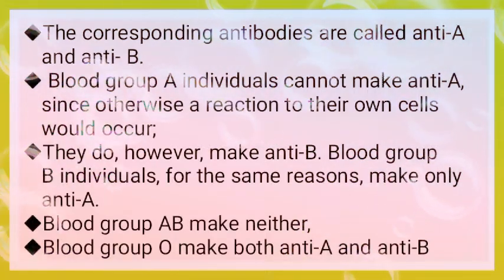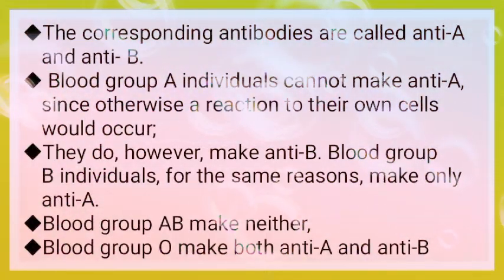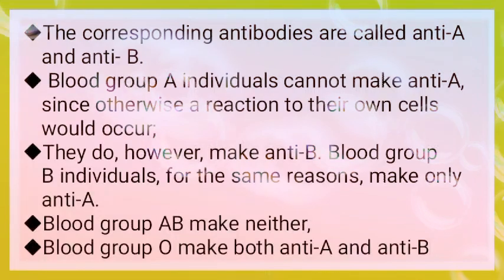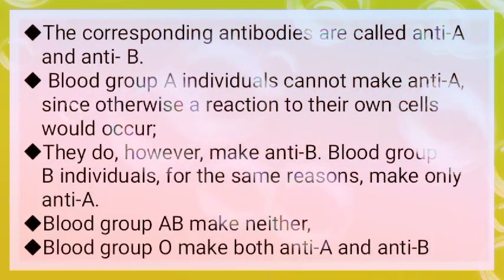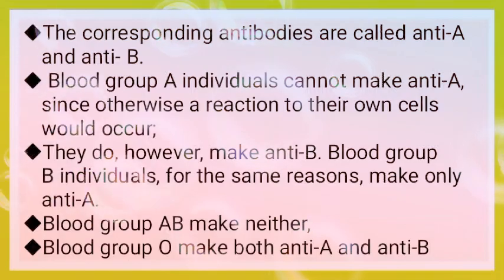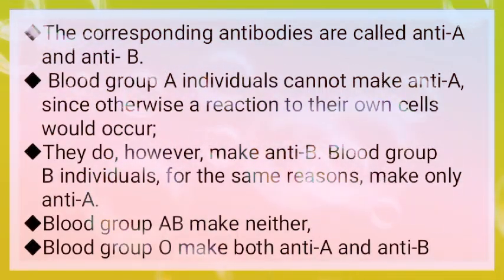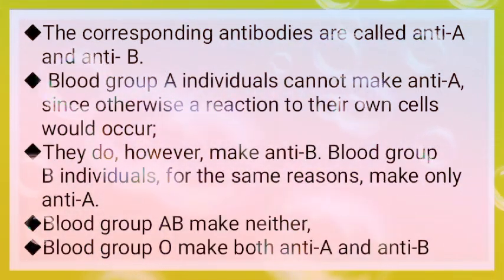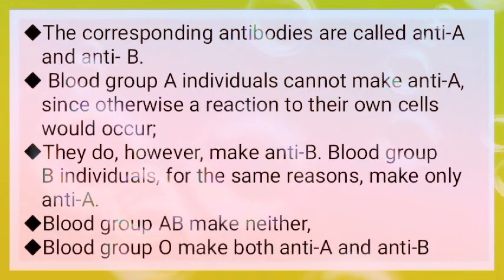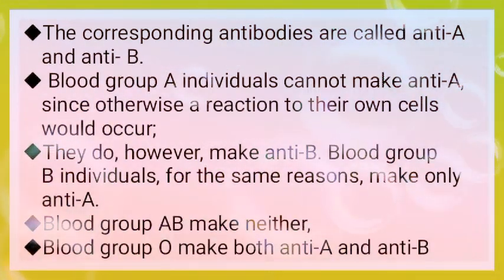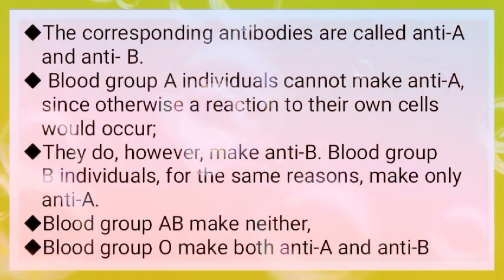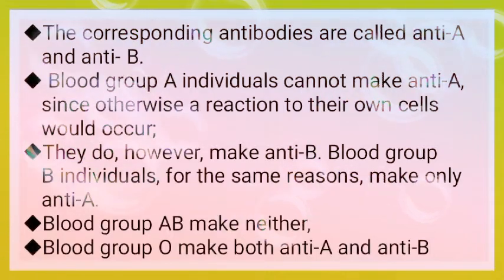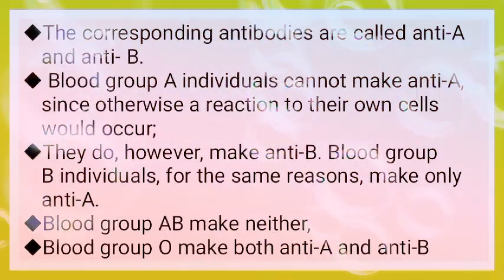Then blood group AB make no antibody, because they've got both antigen A and B. If they made any antibody, it could react to their own cells. To avoid that agglutination, or clumping, blood group AB does not make any antibody. Then when you look at blood group O, they make both antibody A and antibody B. Why? Because they do not have any antigen on the surface of their red blood cells. Hence, they do not tolerate any new blood that is given to them. They are going to react and attack the antigens found on the surface of that cell.